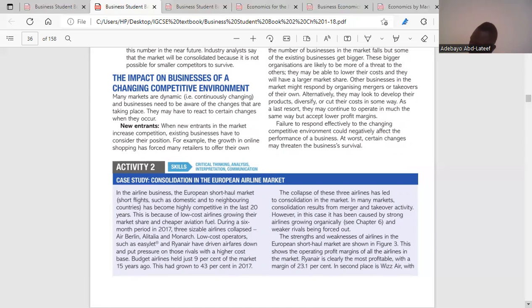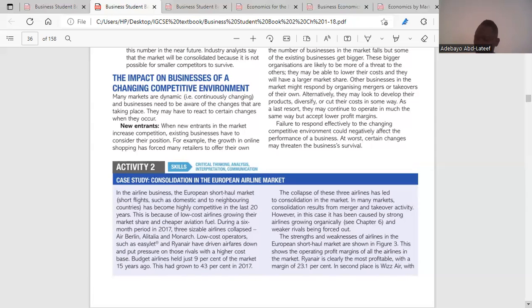And the third one, consolidation. I already told you what consolidation is. So when consolidation occurs in a market, the number of businesses in the market falls, but some of the existing businesses become bigger and they can become a threat to others. With consolidation, existing businesses might join hands together and become bigger or more powerful. But this will have negative effects on other businesses that are unable to consolidate.